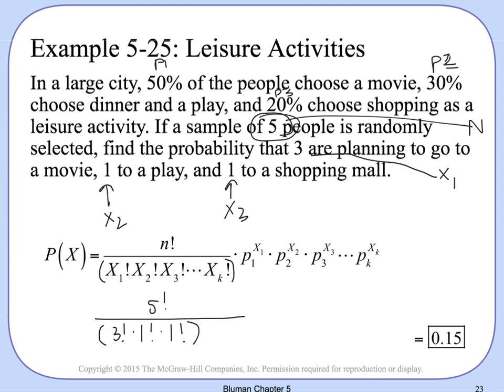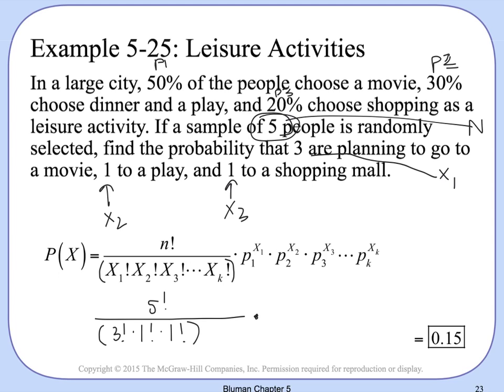So why would you type all that in? I don't know. You can if you're one of those people who say, I have to type it all in. That's fine. But mentally, 1 factorial is 1, 1 factorial is 1, 3 times 2 times 1 is 6. So all of this is just 6. Not 6 factorial, just a 6. So I'd probably just type that in as 5 factorial divided by 6. And then we're going to multiply all that by each probability raised to each x value. Now you've got to match them up.